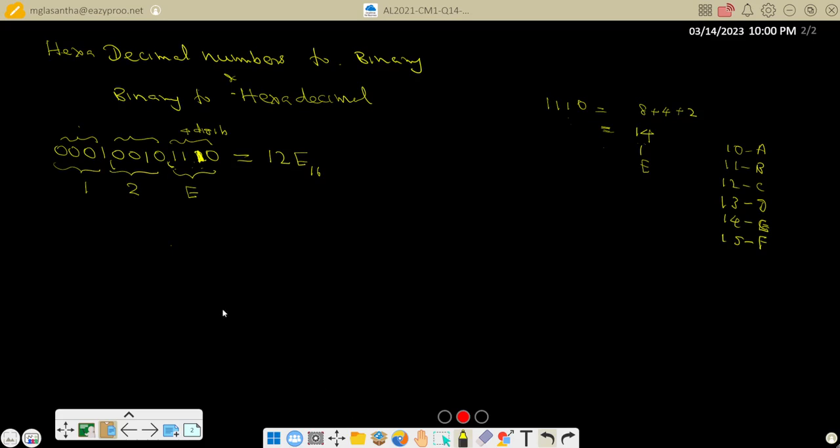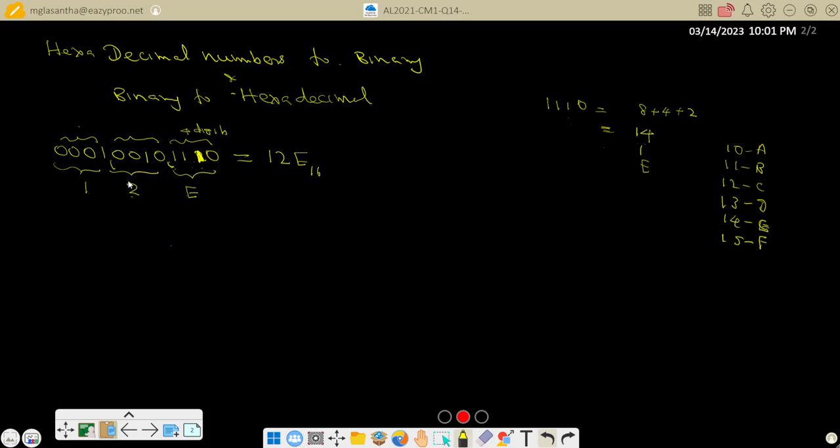You separate into 4 digits, starting from the right hand side. The first 4 digits indicate E. The next 4 digits indicate 2. The last 4 digits, 1, 0, 0, 1, is 1.